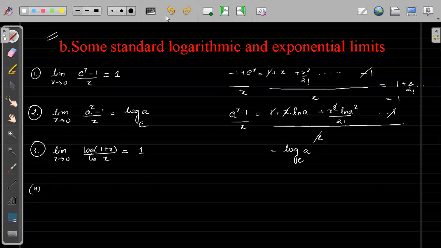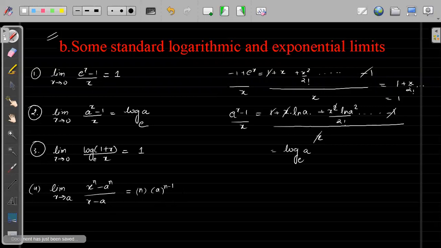Suppose we have limit of x tending to a, which we have already seen, of (x to the power n minus a to the power n) divided by (x minus a). This will be equal to n into a to the power n minus 1. This you can do as homework also, but this is a very standard form. What we will do in this question, we have already solved some form of this, where we will take common a to the power n. So just write this one also.